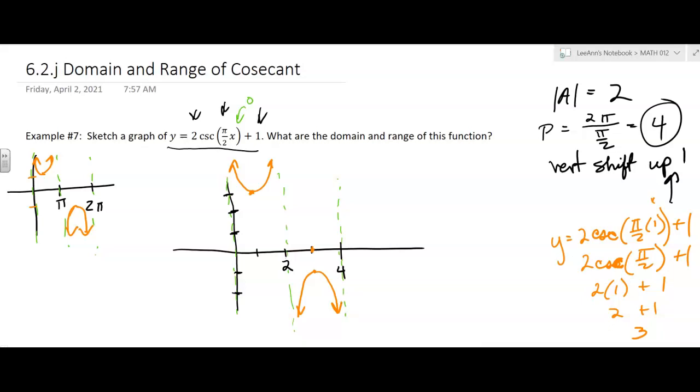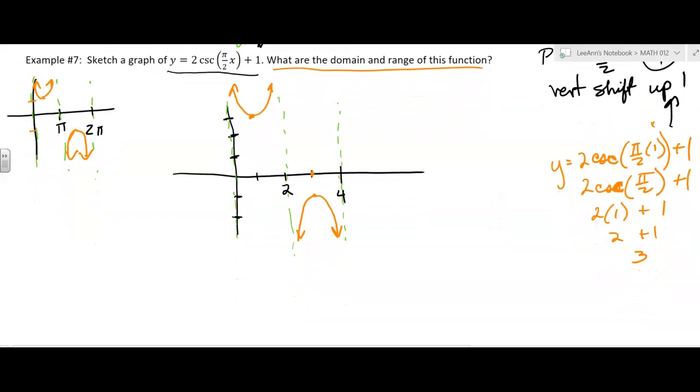And then this problem has a little bit more to it. It says, what are the domain and range of this function? Okay, so you could say the domain is going to be all real numbers, but x cannot equal the even numbers, right? Okay, so x cannot be an even number k, where k is an even integer.